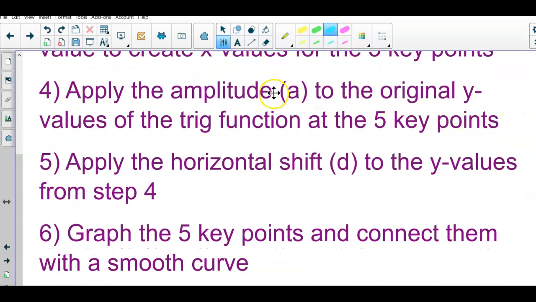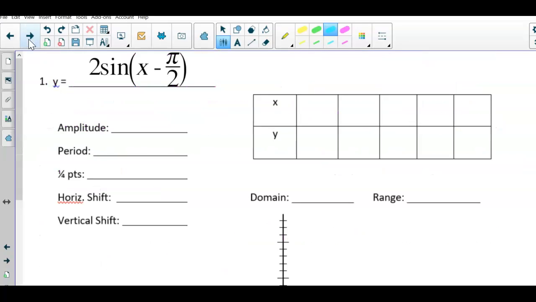Then we apply the amplitude to the original y values, and then we apply the horizontal shift. We have to do it in this order because multiplying comes before adding or subtracting. And then the last thing is to graph the 5 key points and connect them with a smooth curve. So let's take a look at this first example. Y equals 2 times the sine of x minus pi over 2.